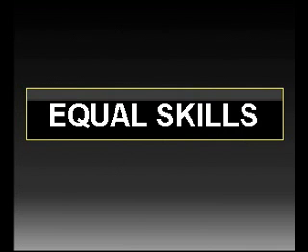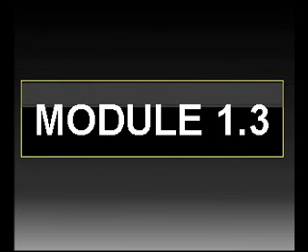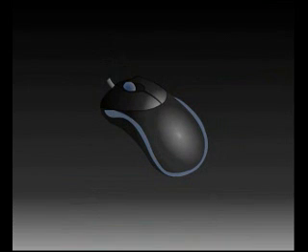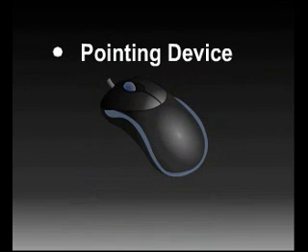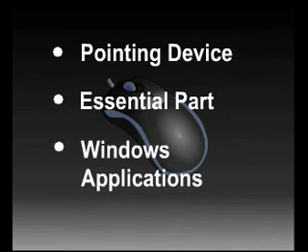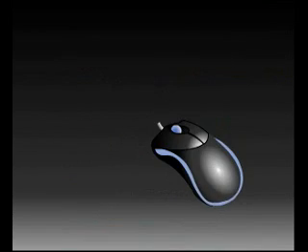Equal Skills. Module 1.3. Using the mouse. The mouse is a pointing device and is used to give instructions to the computer. Learning to use the mouse is an essential part of learning to use the computer, as most Windows applications rely on the mouse to initiate functions.